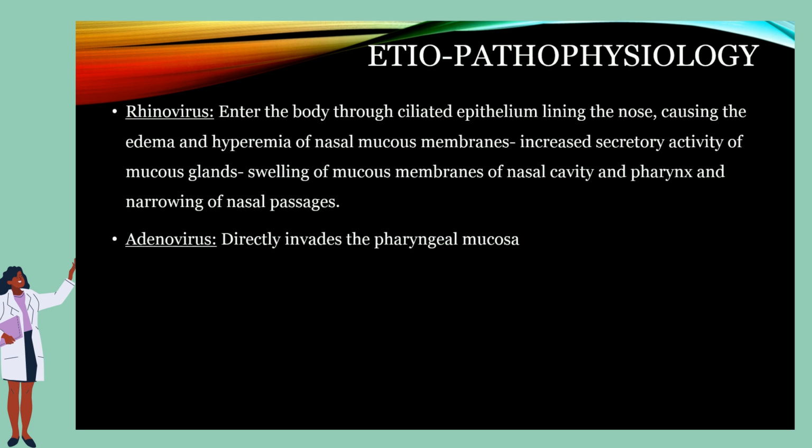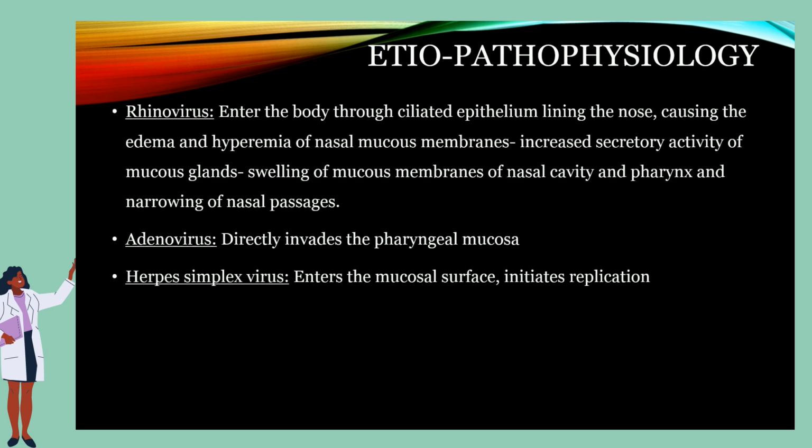Next is adenovirus, which is also a pathogen that causes pharyngitis. It directly invades the pharyngeal mucosa and causes the signs and symptoms, or it will manifest as cough with productive or non-productive sputum. Next pathogen is herpes simplex virus. It is also a type of virus which will enter the mucosal surface through the nasal area, and then it will initiate replication, so that clinical manifestations come into the picture.